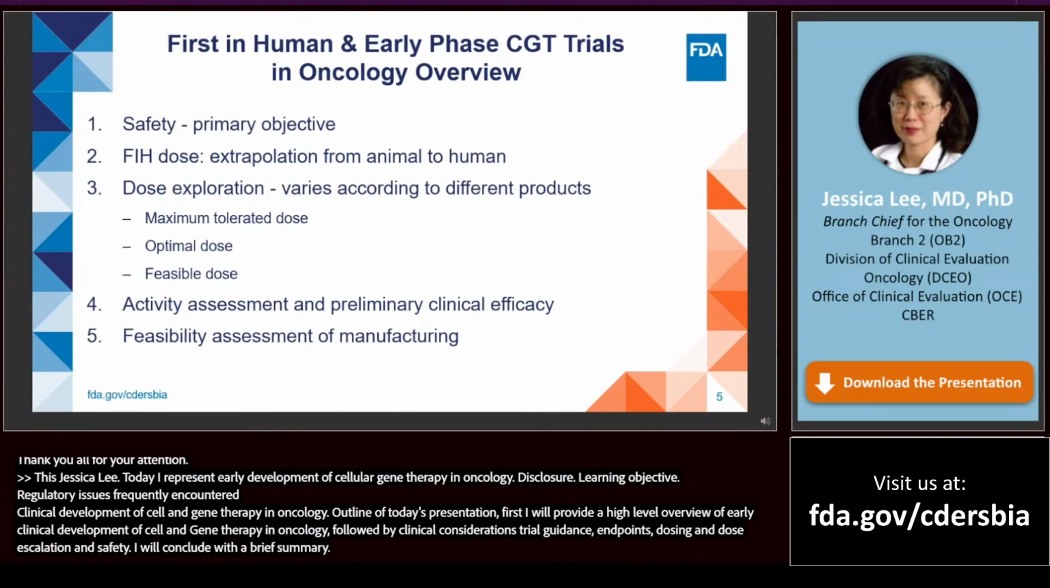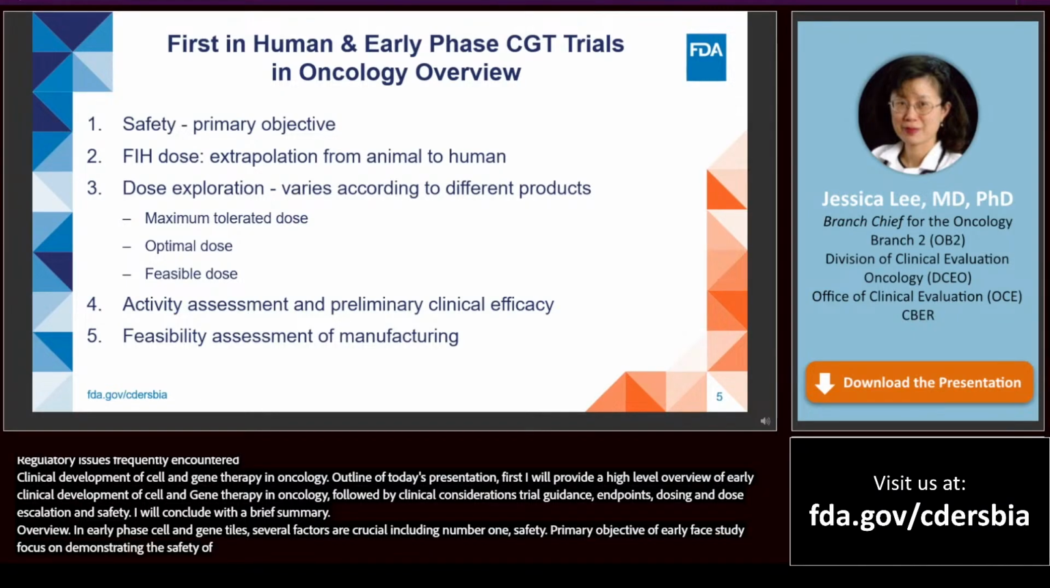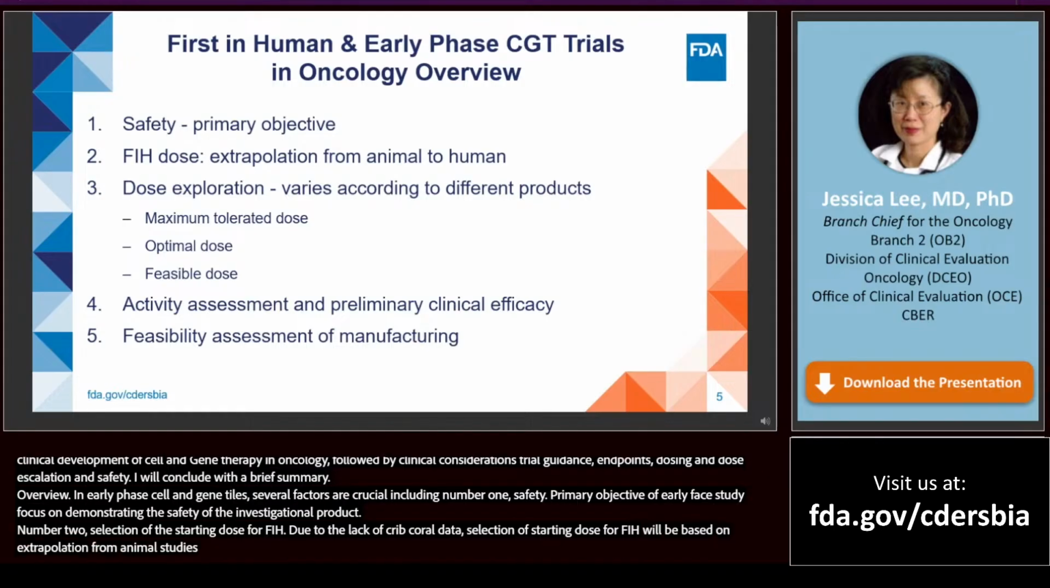Overview. In early phase cell and gene therapy trials, several key factors are crucial, including number one, safety. The primary objective of early phase cell and gene therapy study usually focuses on demonstrating the safety of the investigational product. Number two, selection of the starting dose for first-in-human study. Due to the lack of clinical data, selection of starting dose for first-in-human trial will be based on extrapolation from animal studies. Number three, dose exploration, which usually varies according to different products.